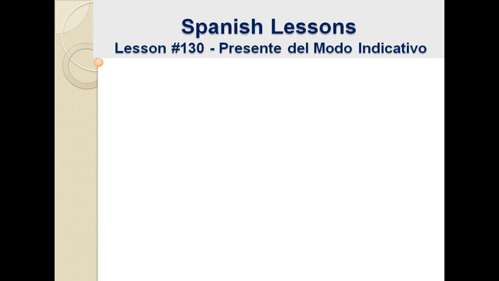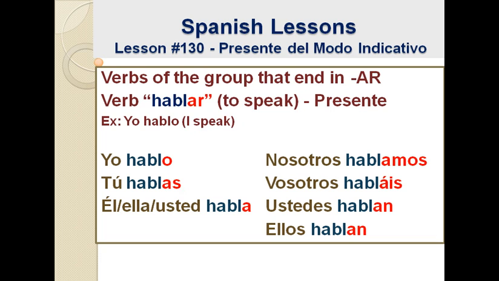Nosotros hablamos. Nosotros hablamos is we speak. Vosotros habláis. You speak. Ustedes hablan. Also, you speak. And ellos hablan. They speak. Remember that vosotros and ustedes mean the same thing. It is you plural. But vosotros is the form used in Spain, and ustedes is the form used in Latin America.